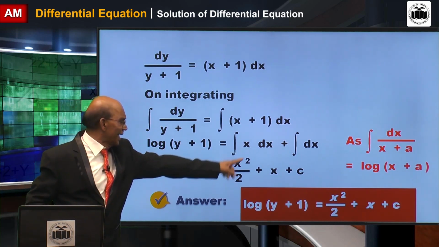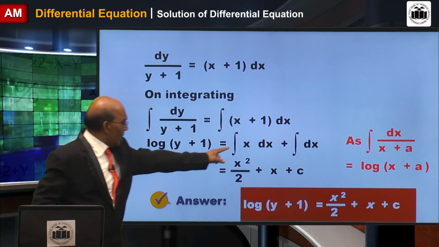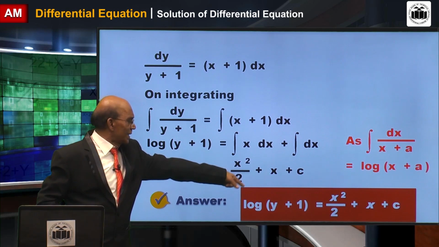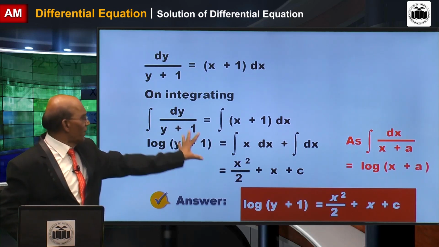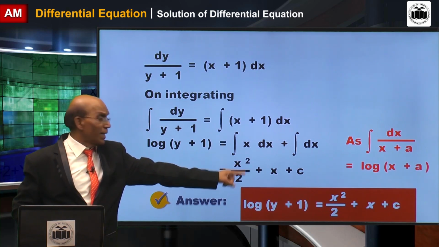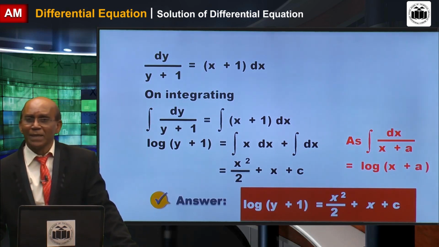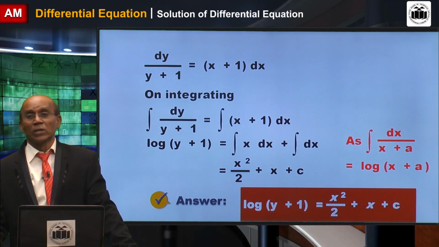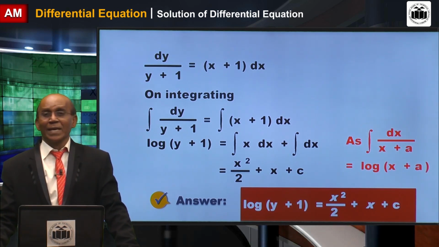Note that this is integration, and hence we can say log of y plus 1 equals integral x dx plus integral dx. Now integral x dx is x square by 2, integral dx is x, and once we complete that integration, insert the constant of integration. Keep in mind that the constant of integration is necessary, and your answer is log of y plus 1 equals x square by 2 plus x plus c.